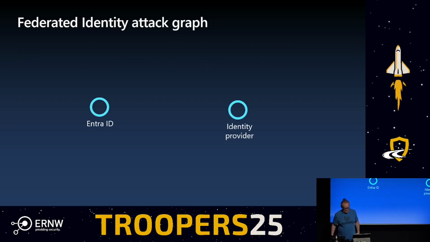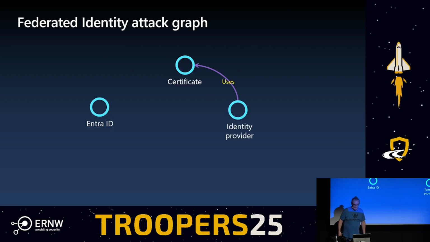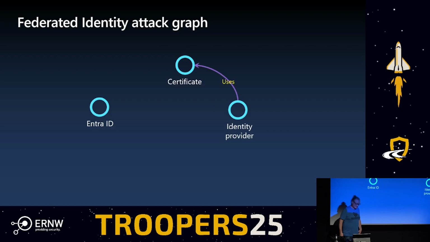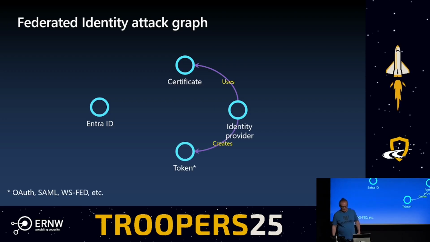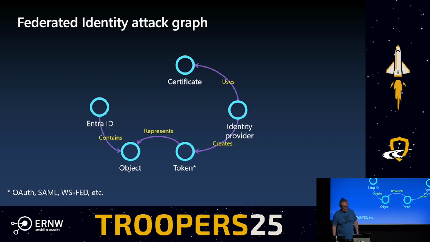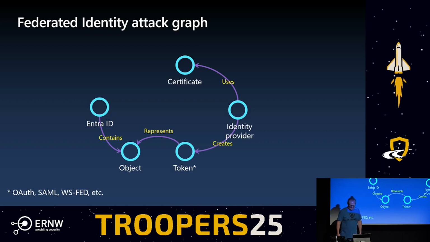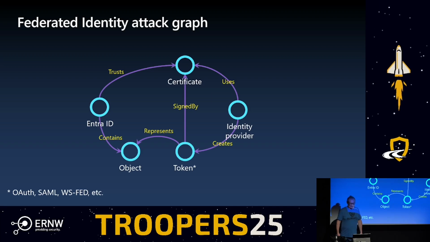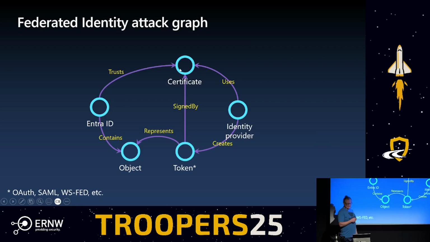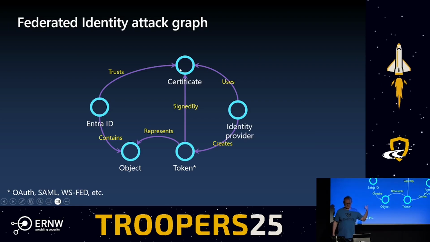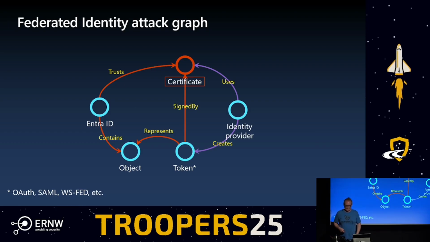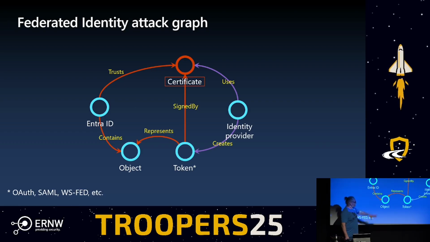So let's see how that goes. So we have Entra ID, and we have an identity provider, and the identity provider is using a certificate to create a token, and it can be any token, and the token represents an object in Entra ID. And Entra ID trusts the certificate, and this token is signed by that certificate. So basically, if you have that certificate, then you can be anybody you want to in the tenant. And this is like a general one.